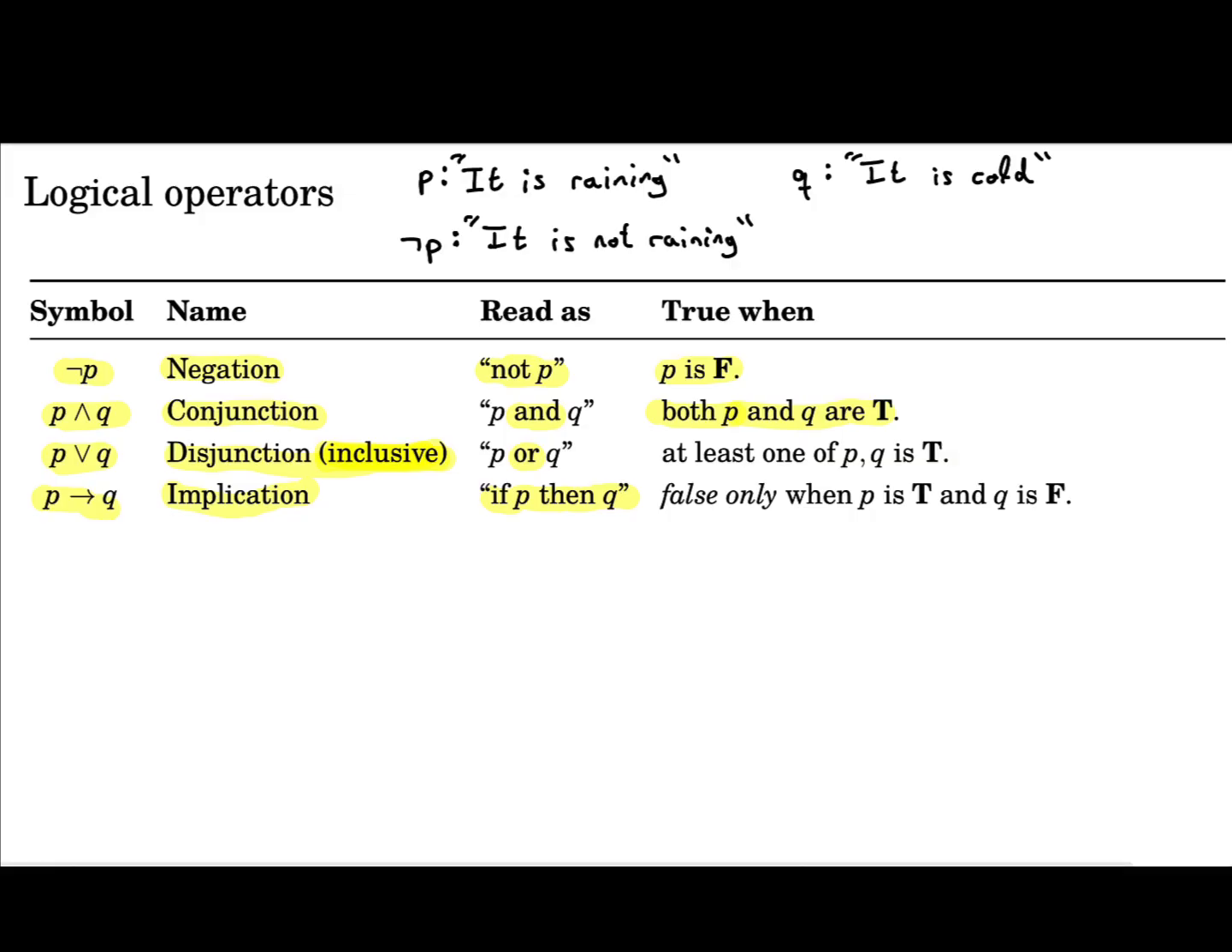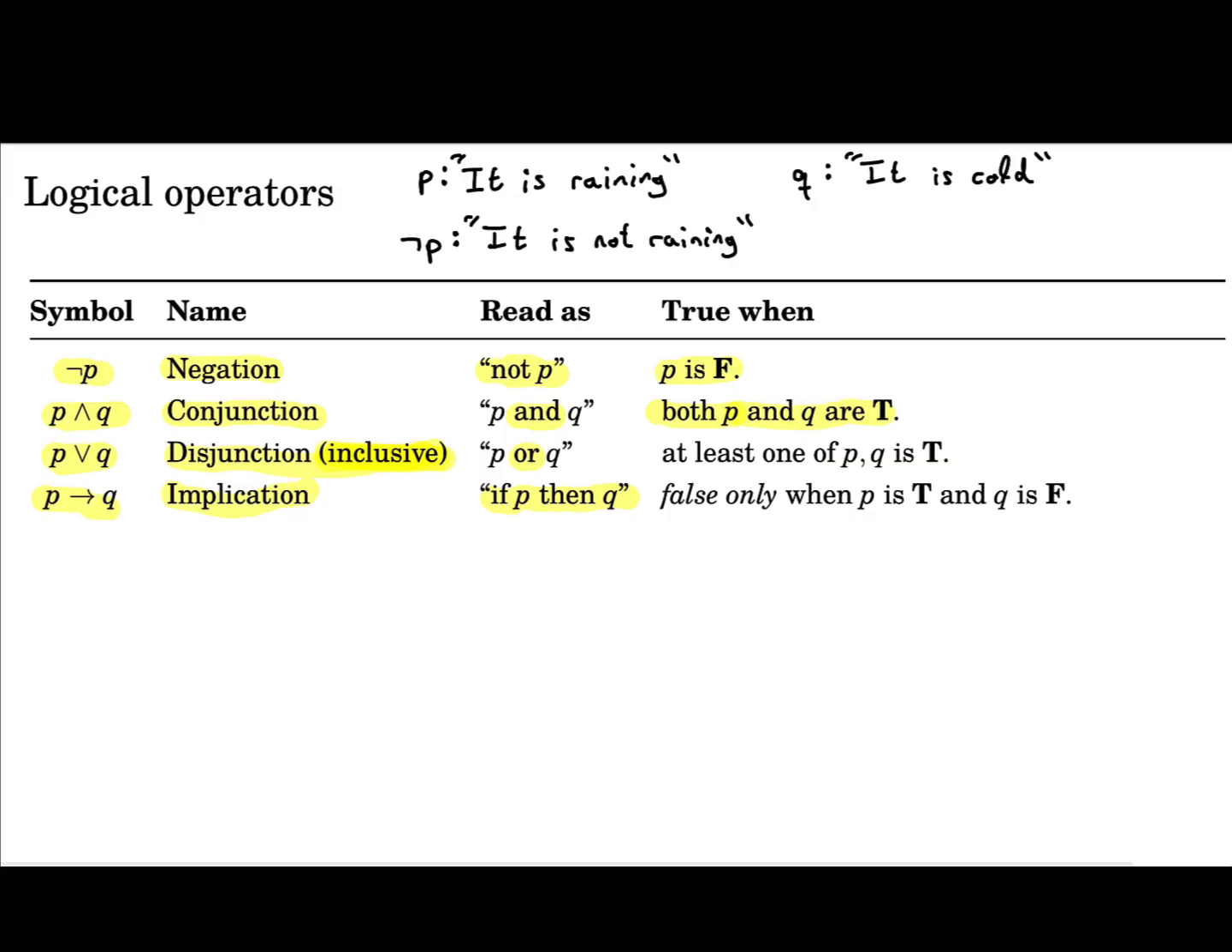And when will this be true? Well, this one is actually easier to say when it'll be false. It'll only be false when P is true and Q is false. So if we say that if it is raining, then it is cold, that will only be false when it is raining, but it is not cold. In all the other situations, it'll be true. But like I said, let's leave this for a video of its own because this is the most confusing one by far.